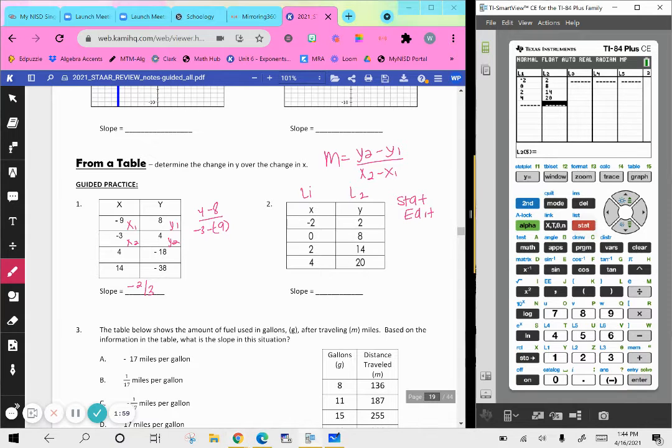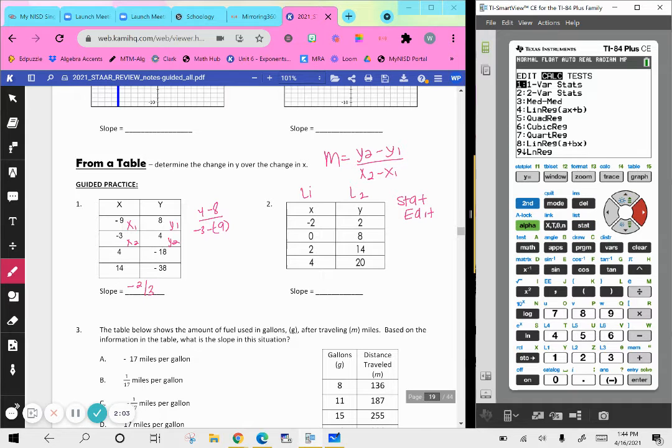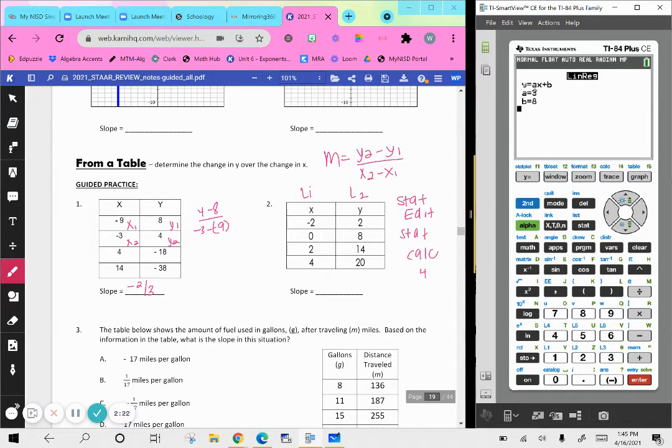Now what I'm going to do is hit stat, and this time I'm going to slide over to calc. So we're going to hit stat, calc, and then we're going to do the linear regression, which is number 4, okay. And we hit enter until we get down to calculate. We're going to hit enter again. And do you see that our slope is 3 because it's mx plus b, the number in front of x is our slope. So our slope for this one would be 3.